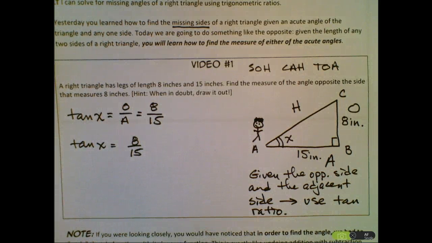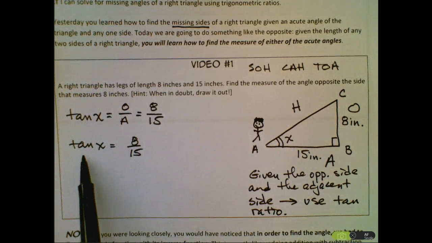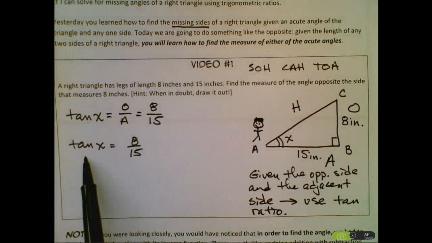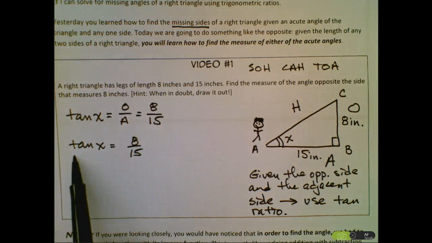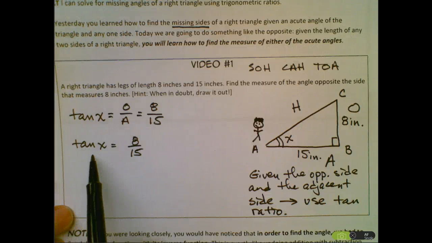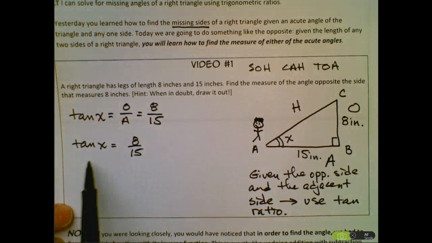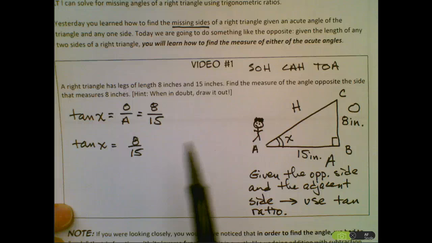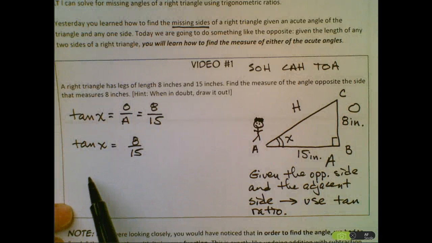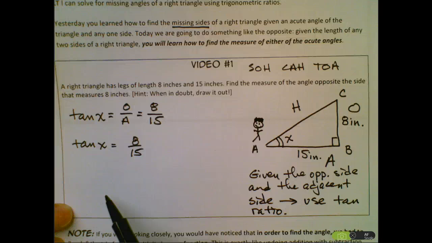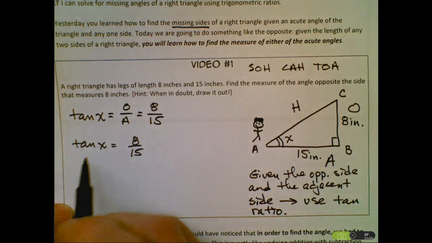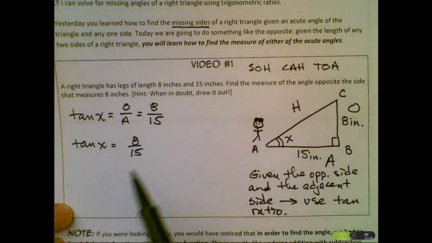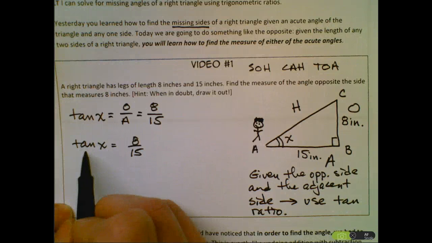So what we need to do here is we need to get rid of this tangent. We can't really divide by it because it's not really tangent times X, it's the tangent of X. So we have to do the inverse of whatever this is. So if you remember from algebra, when you were solving equations, if you had multiplication, you undid multiplication with division. Multiplication and division are inverse operations. So for tangent and our other trig functions, if we want to undo it, we have to do the inverse.